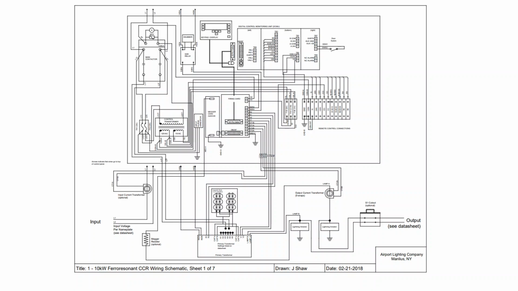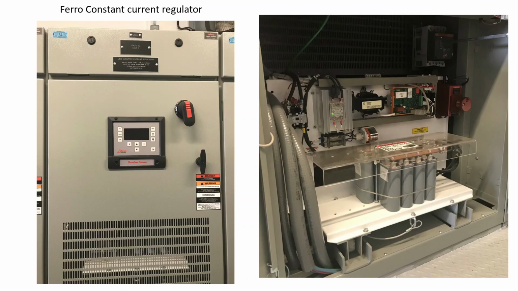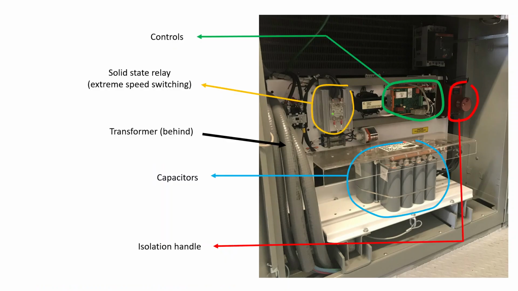Now, if we were to take a look at a real one at an airport, it would look something like this. So same idea where it's got a cabinet that opens up, and when we open it, there's a number of different items inside. So we can see here the controls that actually adjust how much of the system is restricting current. A solid state relay has an extremely fast switching speed. A transformer is mounted behind the system. An isolation handle, which is something that we're going to again chat about a little bit later, and the capacitors. Because this is ferroresonance, they have capacitors and they're trying to adjust artificially the power factor, which will then restrict current flowing through the transformer.